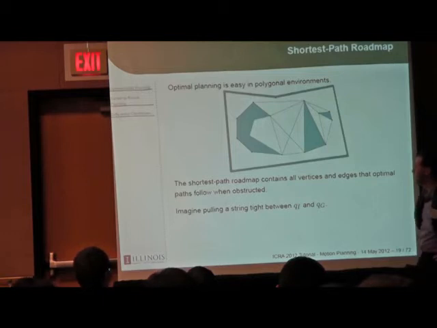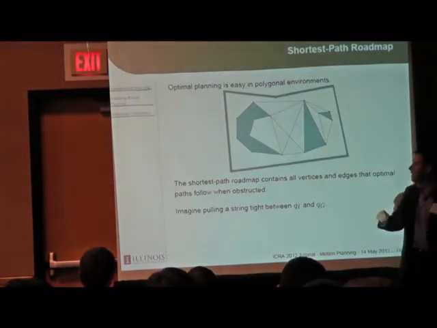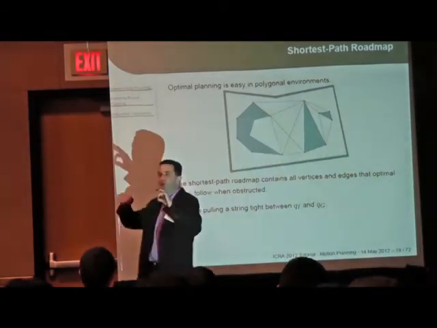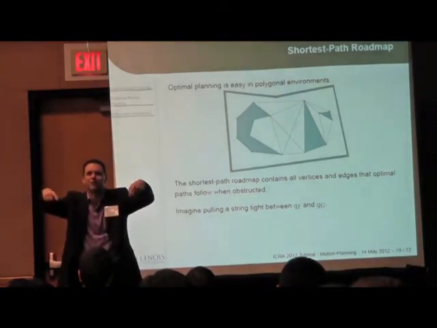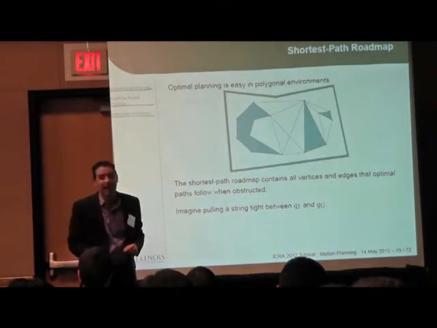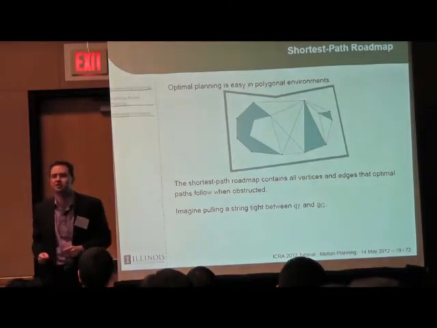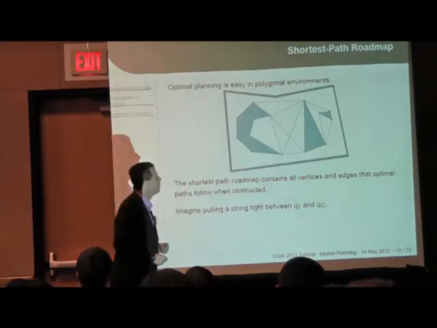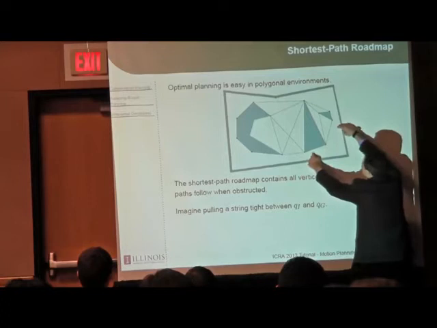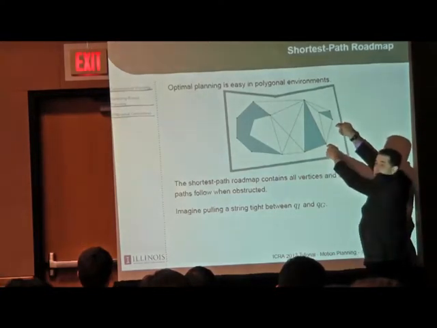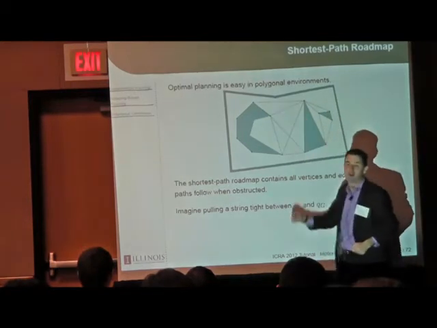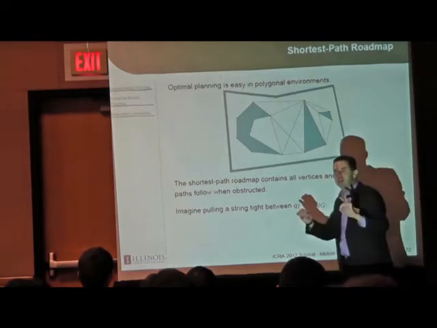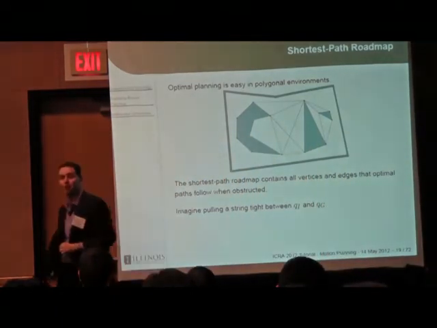One way to imagine this roadmap is, what if I have a string and I try to pull it tight, starting at some initial configuration and some goal configuration, and maybe I wrap it around some nails and pull it very tight, and I ask you the question, first of all, what vertices would it get stuck on? For example, if I put two nails here and here and I pulled tight, it would get stuck on this. If I was up here in the upper right corner, the upper left corner, it would get stuck at that vertex right there. So the vertices that it would get stuck at are the vertices of the shortest path roadmap.